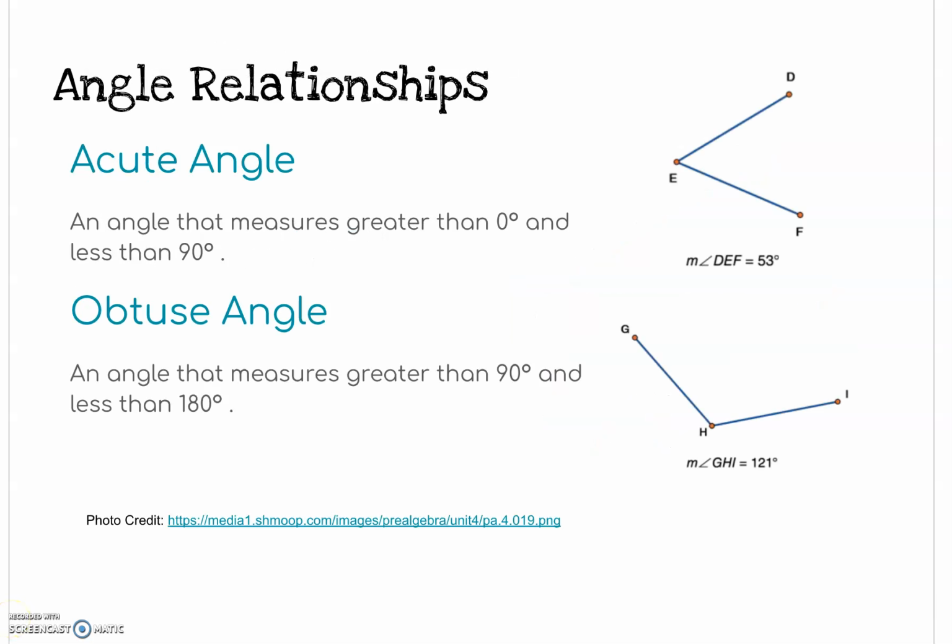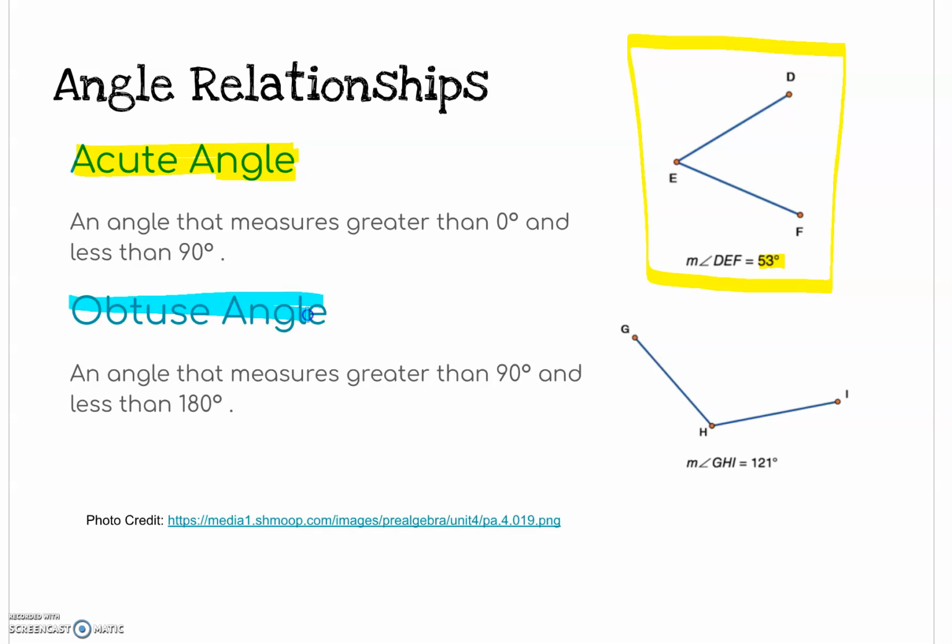There are different ways that we classify angles. We often classify angles based on their degree measure. An acute angle is an angle that measures greater than 0 degrees and less than 90 degrees. Angle DEF is an example of an acute angle because it measures 53 degrees.